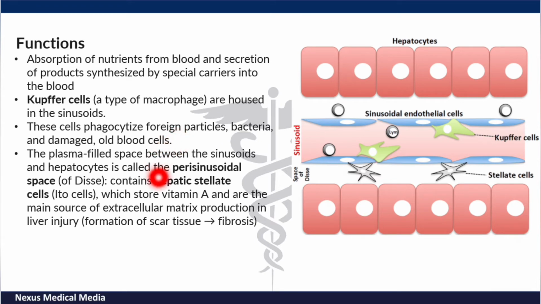The plasma-filled space between the sinusoids and hepatocytes is called the perisinusoidal space, or the space of Disse. In this space you find stellate cells, or Ito cells, which are responsible for storage of vitamin A. These cells again are the main source of extracellular matrix production if there is injury to the liver. So they are responsible for formation of scar tissue.